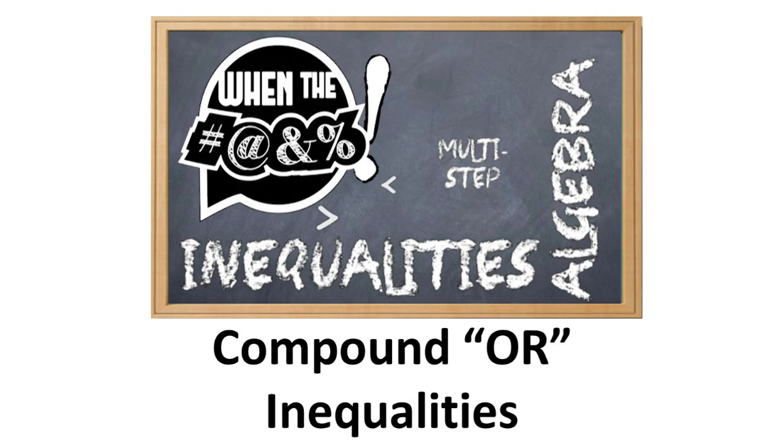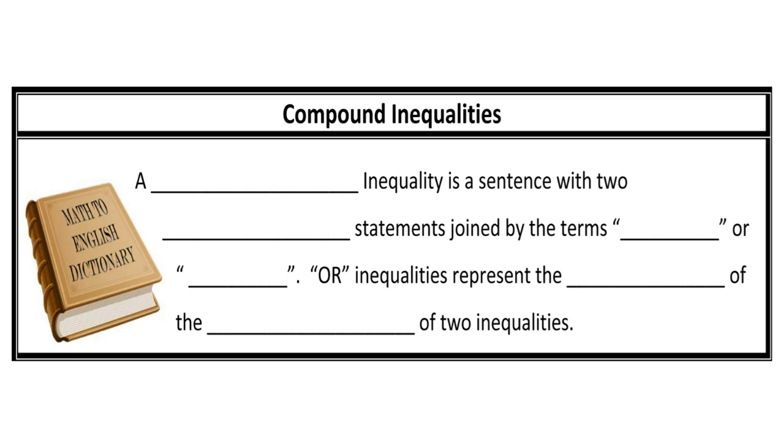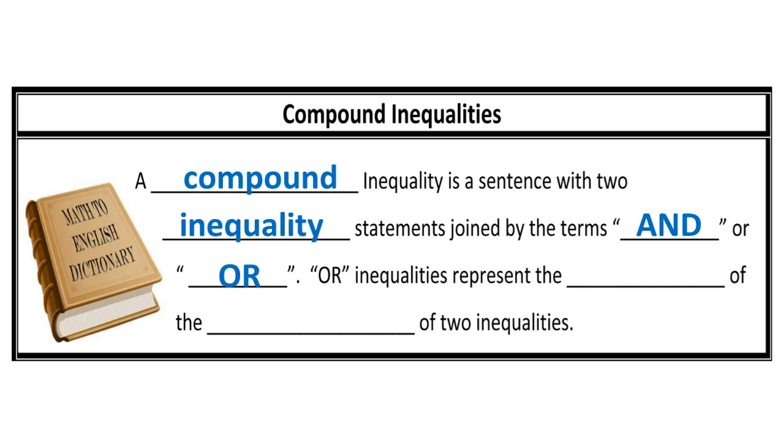Today we're going to take what we've learned about inequalities so far and apply it to compound inequalities. Compound inequalities generally fall into the category of or and and. Let's talk about compound or inequalities first. A compound inequality is a sentence with two statements joined by the terms and or or. Or inequalities represent the union of the solutions of two inequalities.